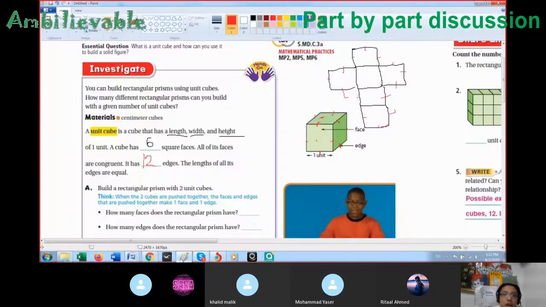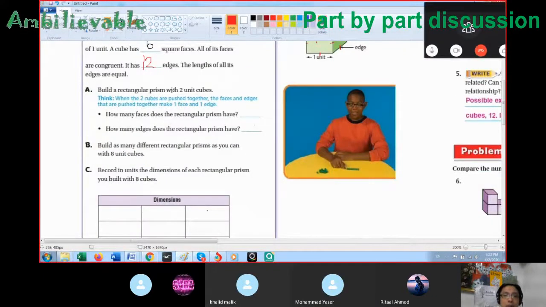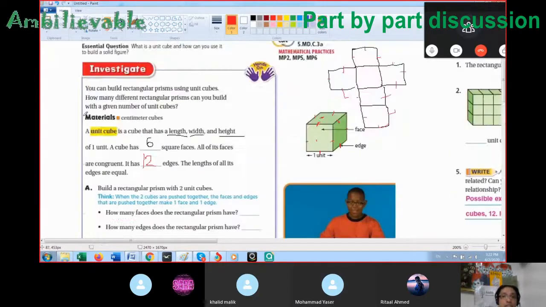So look at that one. You have to write that one. Build a rectangular prism with 2 unit cubes. Think when the two cubes are pushed together, the faces and edges that are pushed together make one face and one edge. How many faces does a rectangular prism have? There are 6.